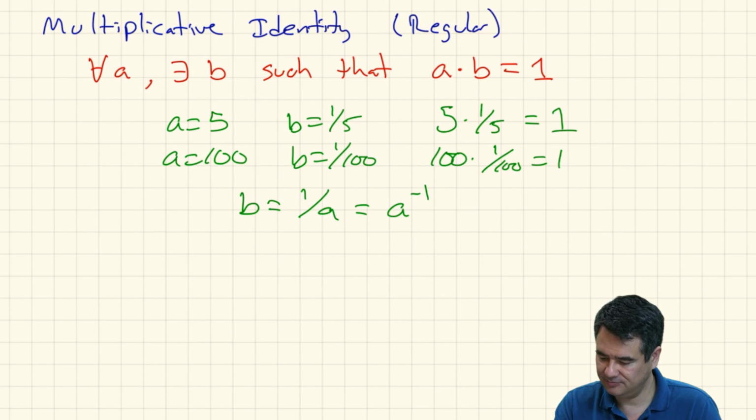But now, you can probably tell where this is going. Let's do multiplicative identity mod n.